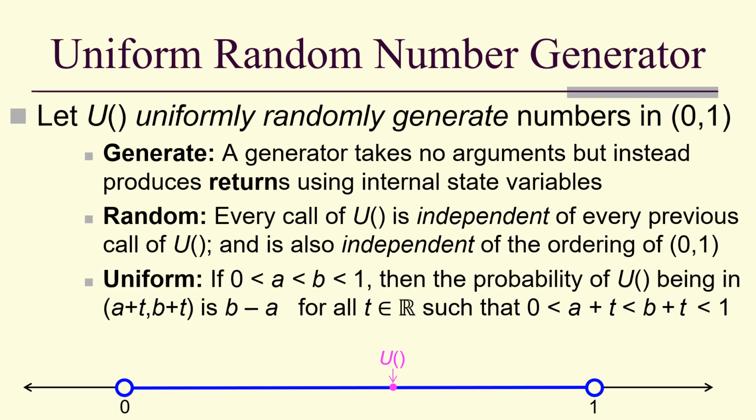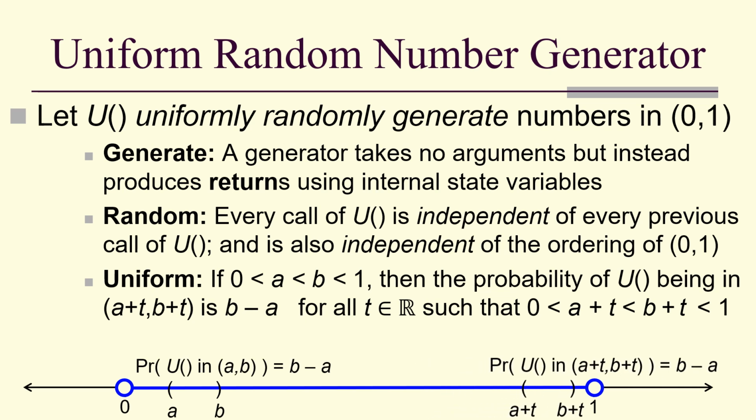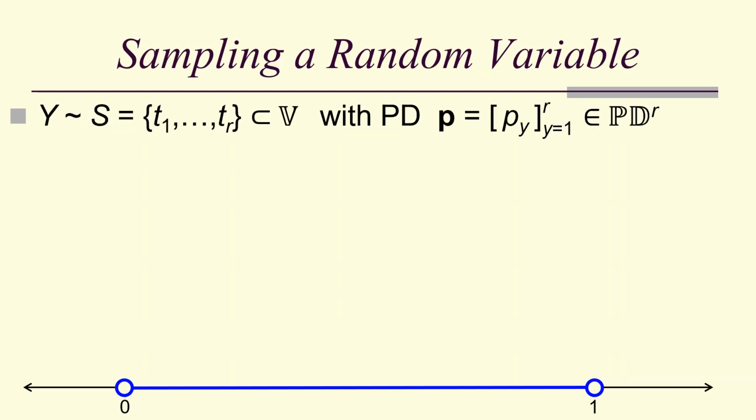Uniform means the probability of a call of U being in [a+t, b+t] is b minus a for all t. In other words, as we slide along, we still keep the same probability as long as [a+t, b+t] is in the unit interval. So we can use this to talk about sampling a random variable.